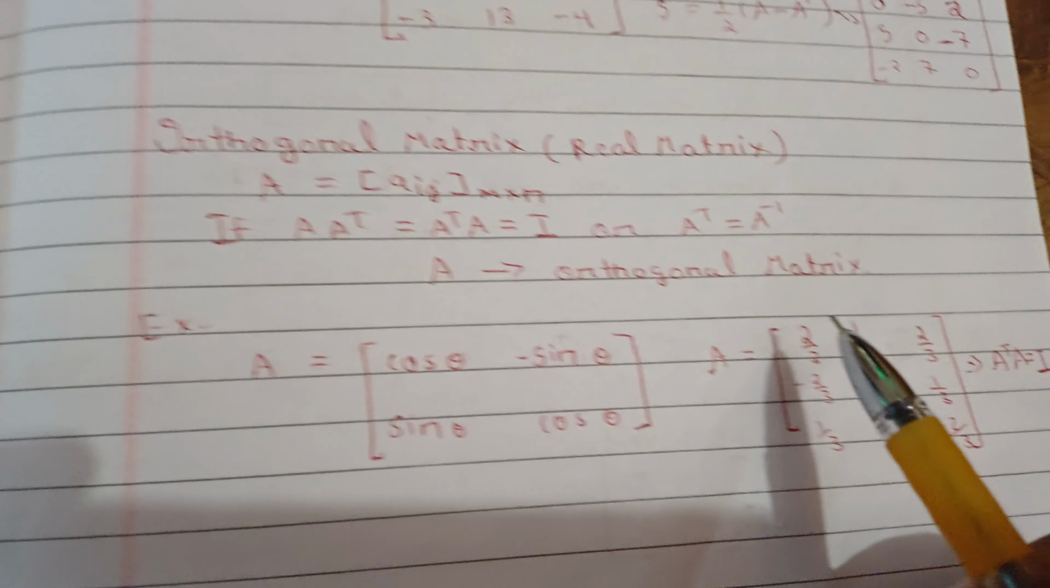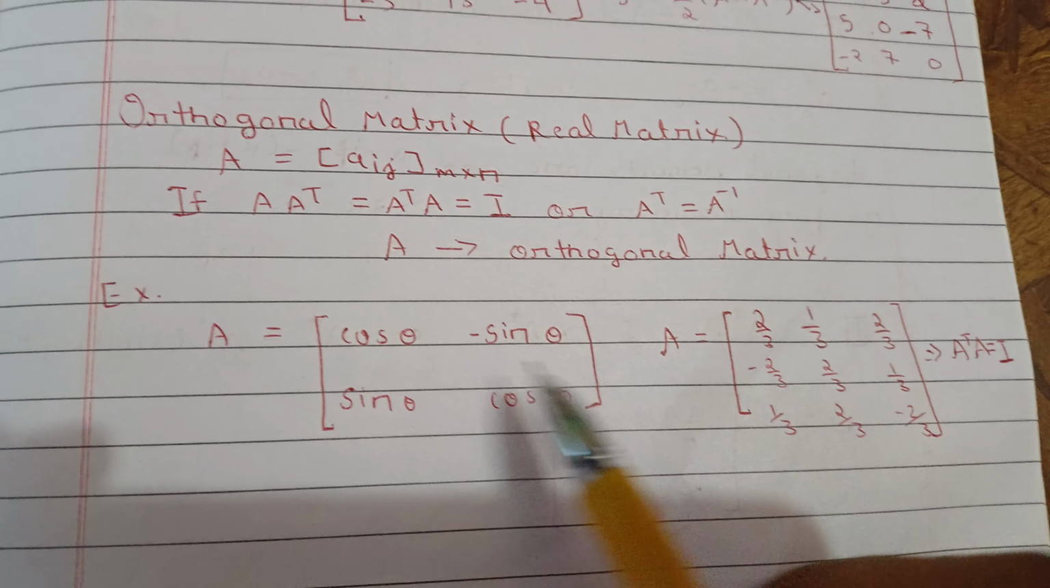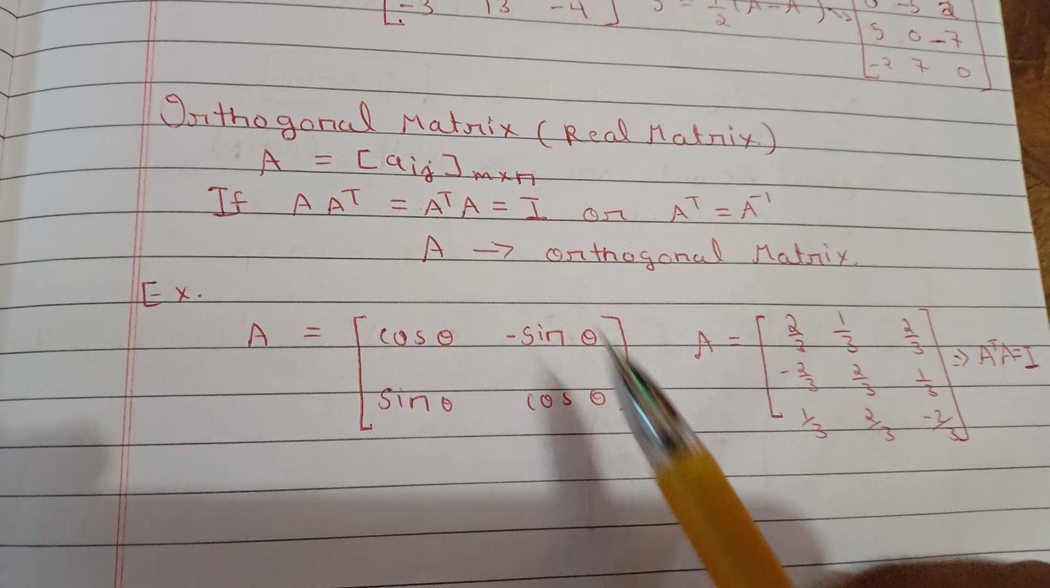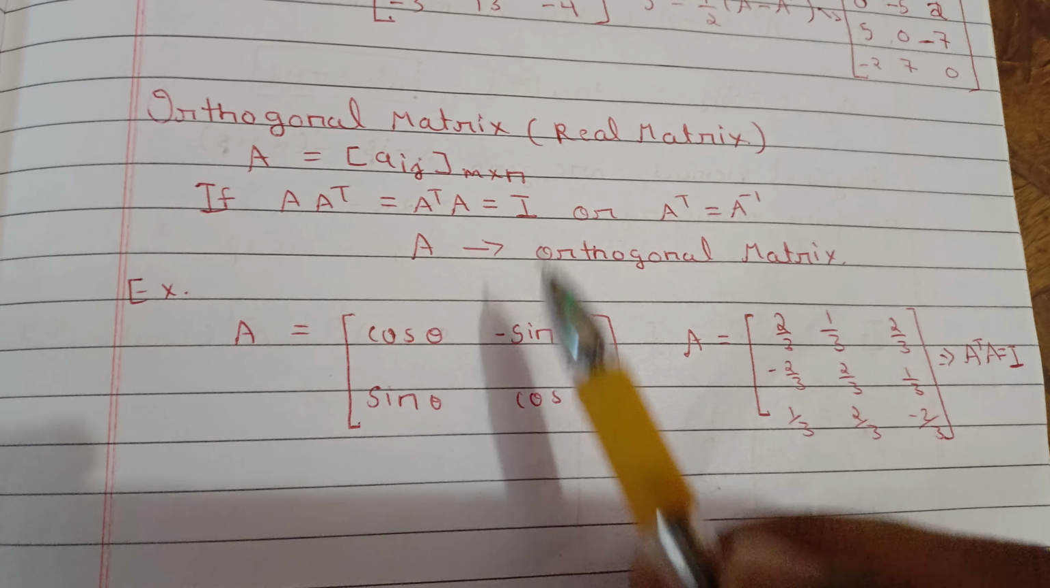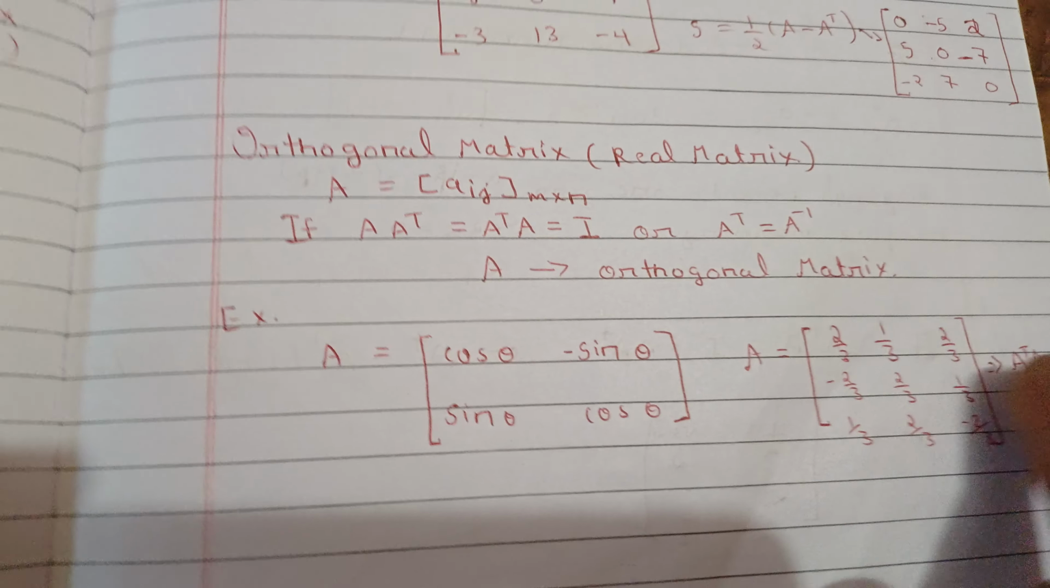There are a few examples of orthogonal matrices, like this and this. Try to solve both of them by taking their transpose and then multiplying. You will get the identity matrix. That's how you can say that these A matrices are orthogonal matrices.